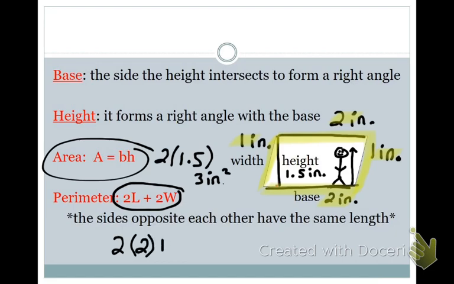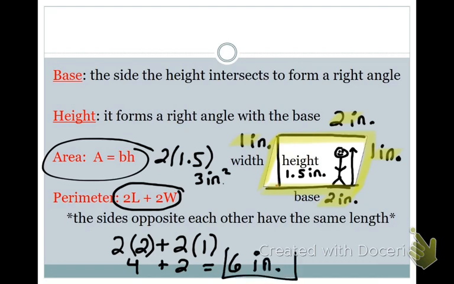2 inches. Plus 2 times the width. What was that width? 1 inch. Okay, so now we know 2 times 2 is 4, plus 2 times 1 is 2. Once again, you still get the same thing, 6 inches. Always remember to give me what units it is, okay?